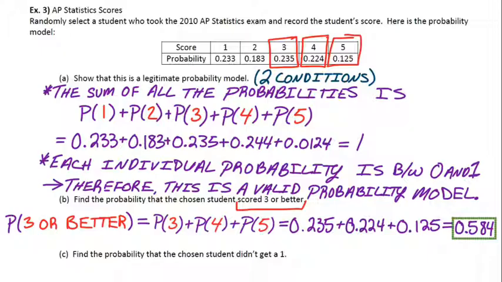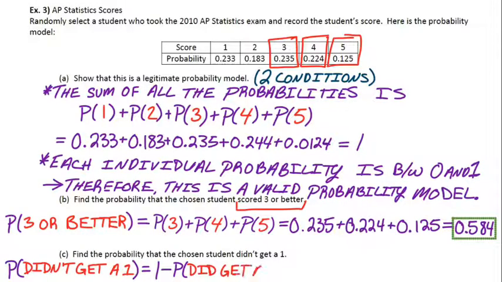And then the last part here, part C says find the probability that the chosen student didn't get a 1. So you got out of that 1 range. So you could absolutely go the route of just adding up 2, 3, 4, and 5. But it's definitely much more efficient here if you just do 1 minus the probability the kid got a 1. So let's use the complement rule here. Probability you didn't get a 1, that'd just be 1 minus the probability that you got a 1. So it's almost like we look at the opposite way and do 1 minus that.